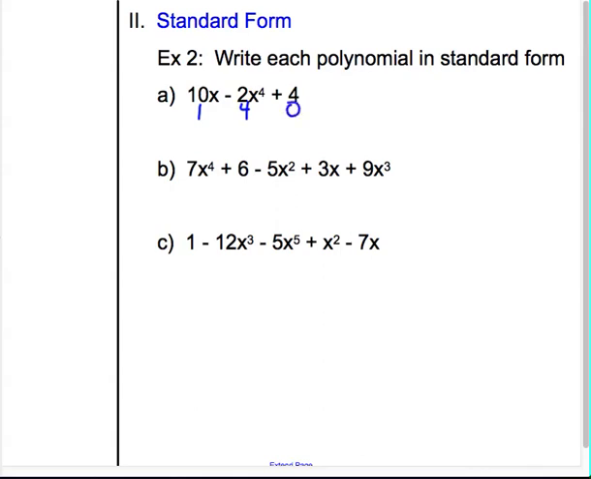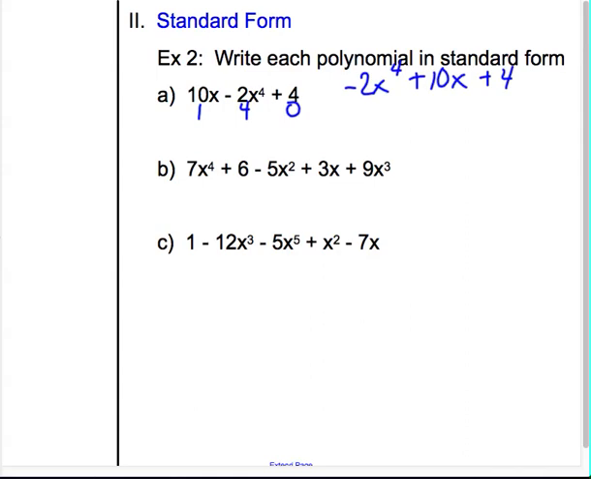So obviously my first term would be the 2x to the 4th term. Be careful that that negative sign stays in front of your 2. The negative travels with the 2, so it is a negative 2x to the 4th. That would go first. My next term would be the term with a degree of 1, so plus 10x. And finally, my constant goes at the end, plus 4.